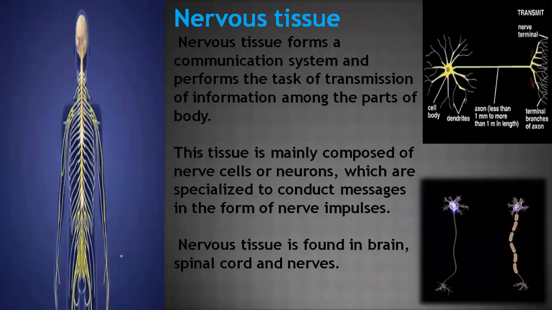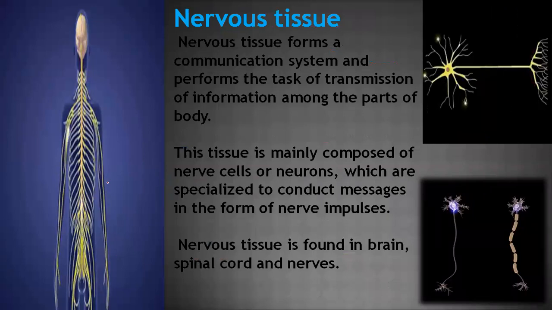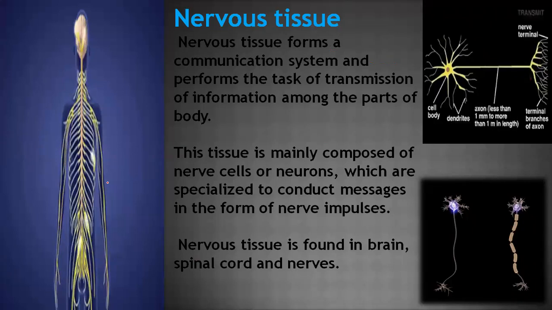Now the last one, that is the nervous tissue. We have to coordinate with our surroundings: what the situation is outside, what the atmosphere is, whether the season is changing, whether we are touching something hot or cold. We need to coordinate with that environment. And in our body, the organs also coordinate with one another. This coordination is done by nervous tissue.